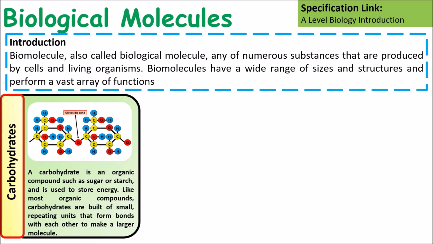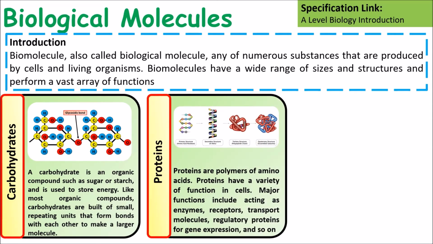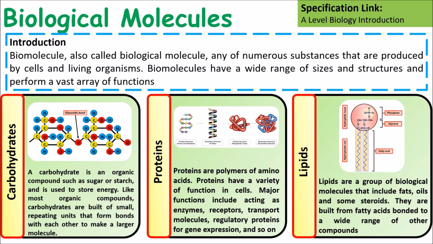The body uses carbohydrates in many different functions, and carbohydrates can take a number of different forms. The body uses proteins made from amino acids for a variety of functions, most importantly in the use of enzymes to catalyze biochemical processes. And lipids are a group of biological molecules that can form steroids and form what's called the phospholipid bilayer that forms the cell membrane of cells.